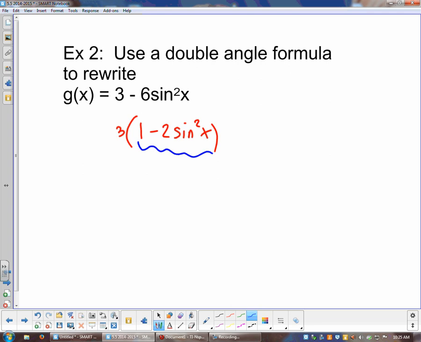Cosine, yes, cosine 2x, and don't forget I still have this 3 out front, right? And so this is it, that's all you have to do for this problem. All right, okay, let's take a look at the next one.